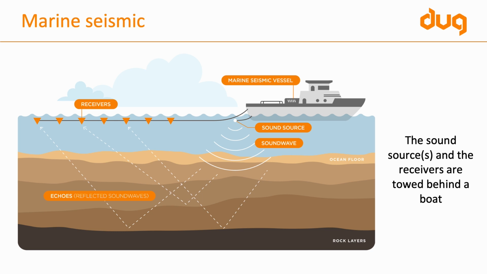The receivers are represented by the inverted triangles. In effect, they are special microphones recording the reflected sound waves that return from beneath. While this simple cartoon shows just one source and one streamer, indeed there can be many of both. There can be more than one boat too. Over the course of weeks and months, these seismic vessels can acquire seismic data covering thousands of square kilometres.